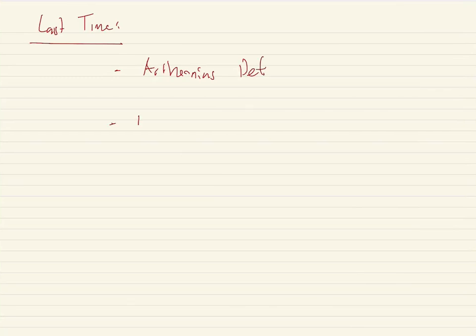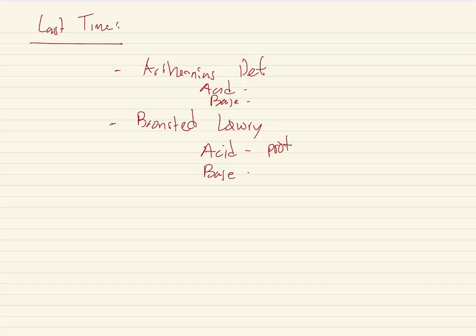And then we had our Bronsted-Lowry definition of an acid and a base. And who remembers what the two different definitions were? Yeah, for a Bronsted-Lowry acid, right? That is a proton donor. And what was the base then for a Bronsted-Lowry base?